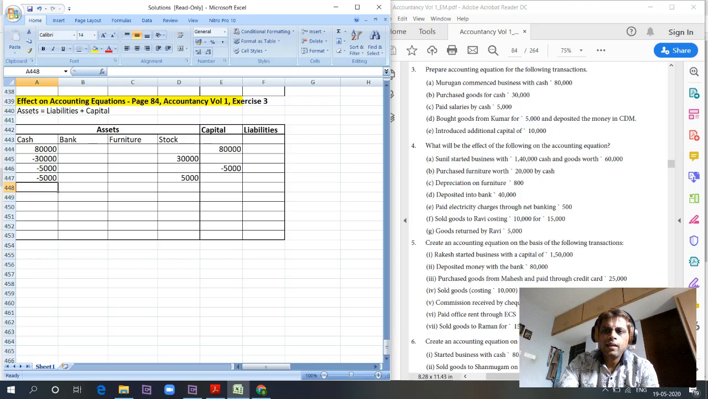Right? Introduce additional capital of 10,000 rupees. He is bringing an additional capital so that will increase the cash by 10,000 rupees and increase the capital by 10,000 rupees. Now let's total it. 50,000.